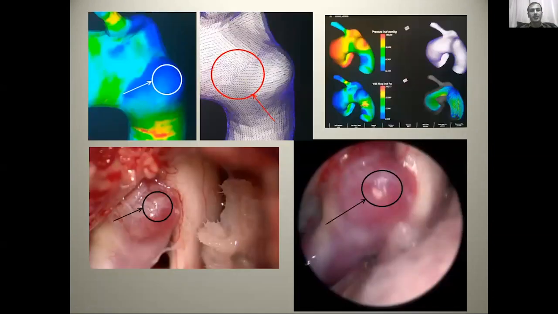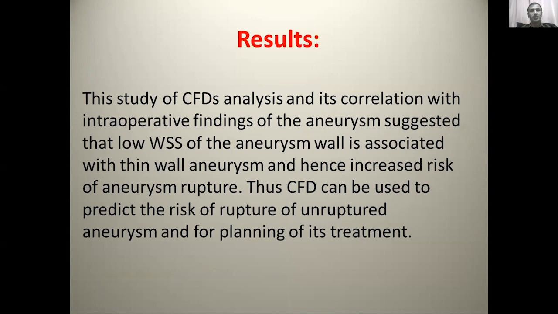The next case is also an anterior wall aneurysm case. Intraoperatively, we can find the thinning of the wall, and the low wall shear stress and the high pressure. From these parameters, we can say that we have a correlation between the intraoperative findings and the computational fluid dynamics parameters. As a result, low wall shear stress of the aneurysm and high wall pressure are associated with thin wall aneurysm and they increase the risk of aneurysm rupture.